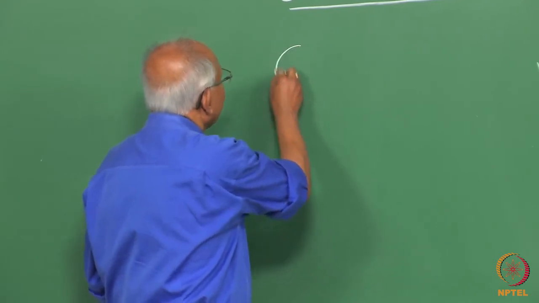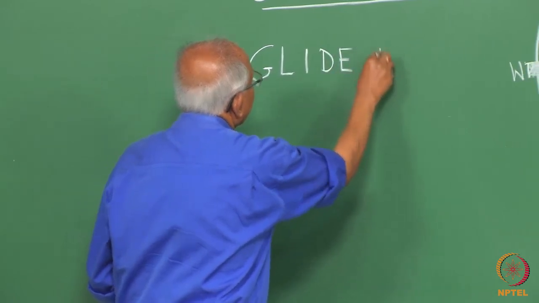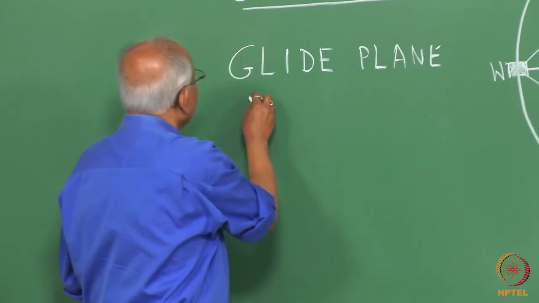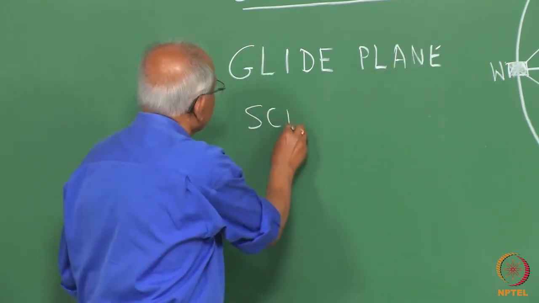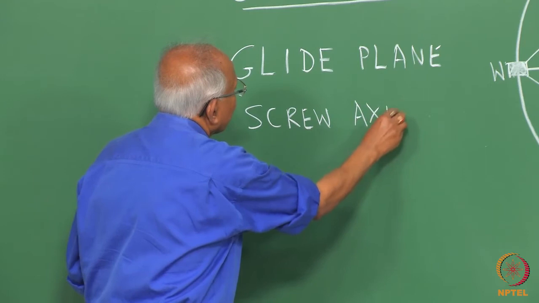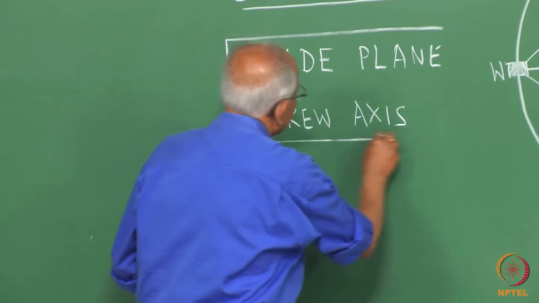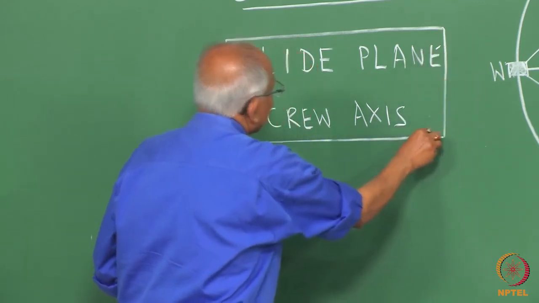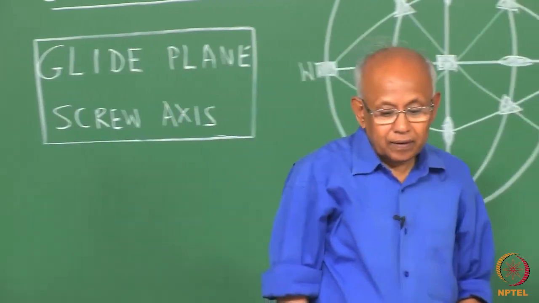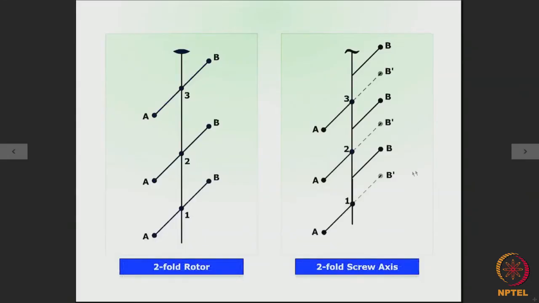One is called a glide plane, the other is known as the screw axis. Now, let us start with the screw axis first. What is meant by a screw axis?